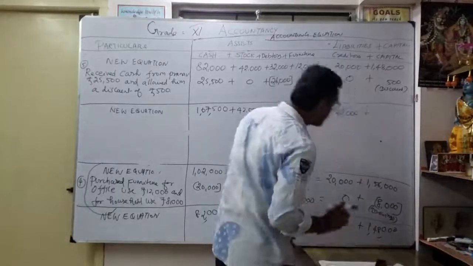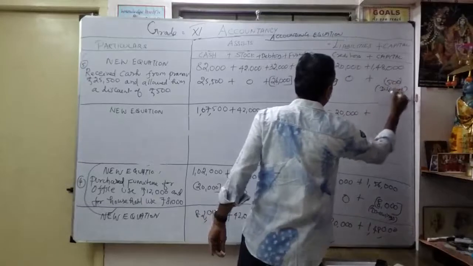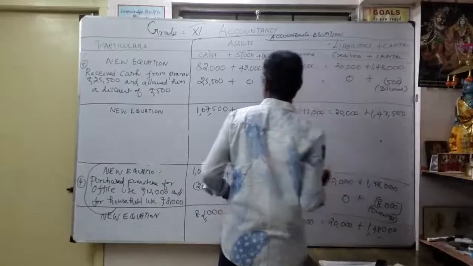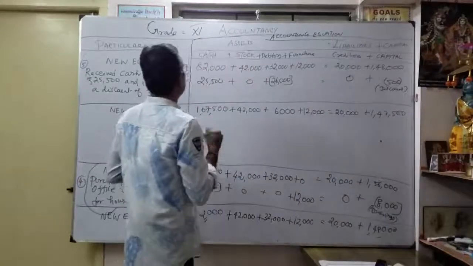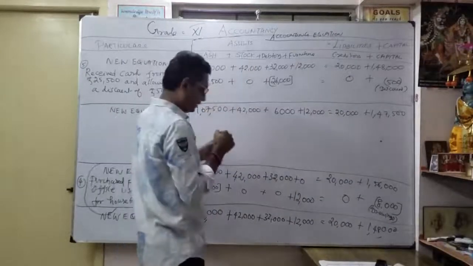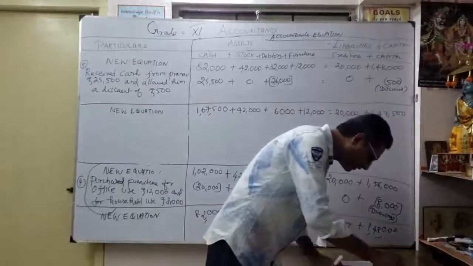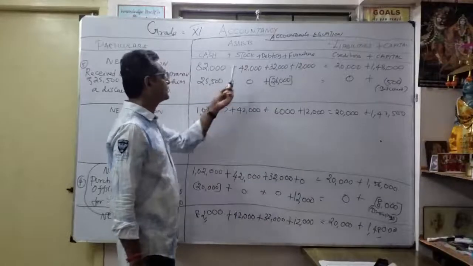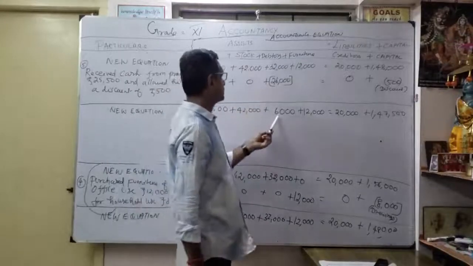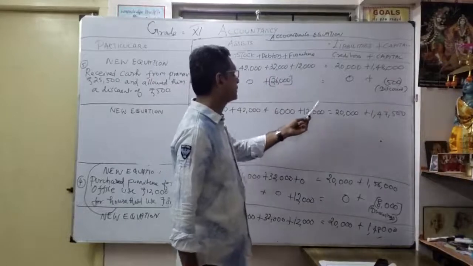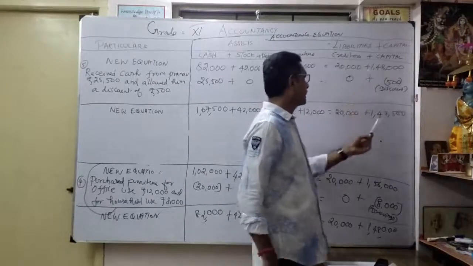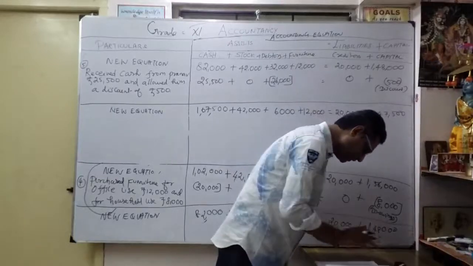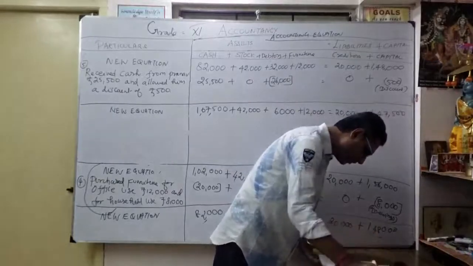1,48,500. Correct. So we are going to reduce my discount. Correct. So 1,47,500. Now understood? That's what the cash is here. Correct. That's what the discount is here, and understanding it is very important. So my new equation: cash 1,07,500, stock becomes 42,000, my debtors become 6,000, my furniture becomes 12,000, my creditors 20,000, my capital 1,47,500.